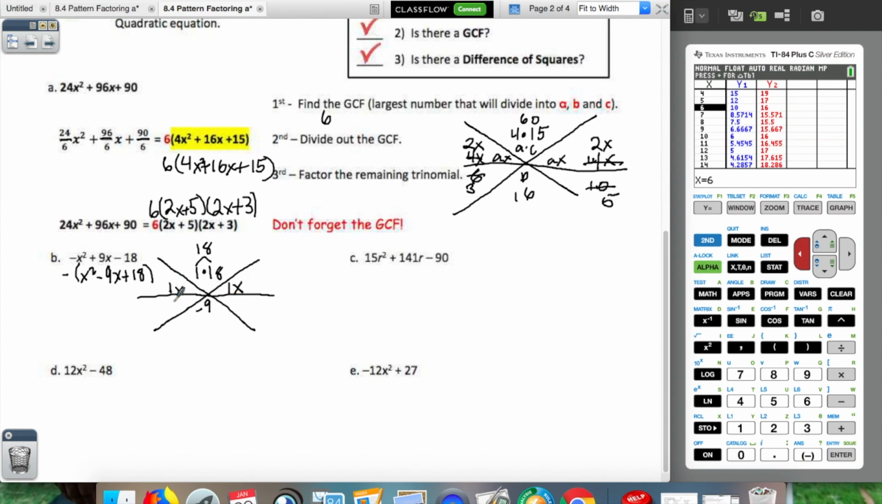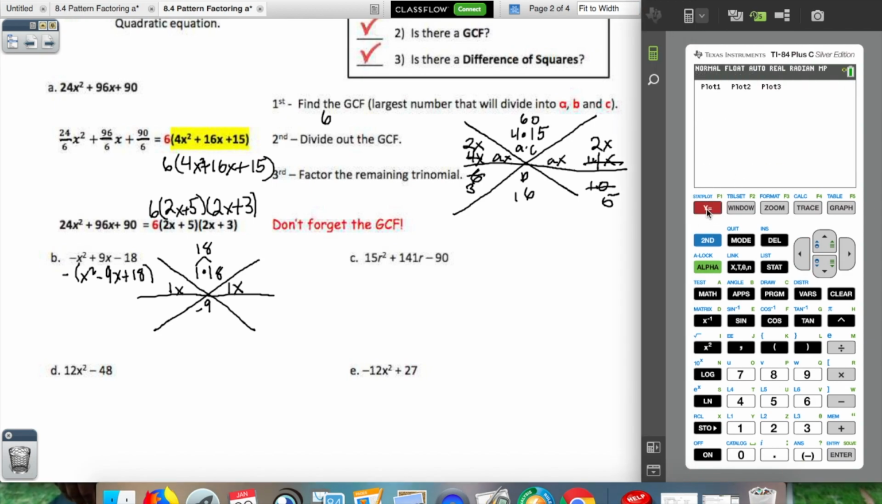Alright, and now let's find numbers that will multiply to get us 18 and add to get us negative 9. And let's do that with our fun little calculator trick. Oh my gosh, the amount of calculator tricks you guys are learning, I wish I knew them when I was your age. So we have 18 divided by x, and then 18 divided by x plus x.